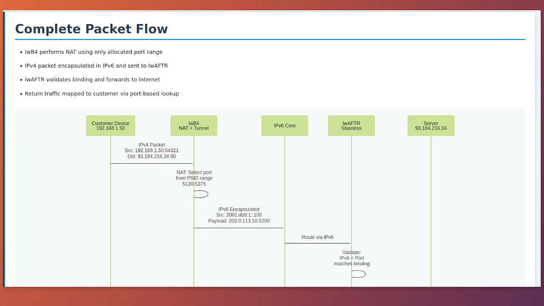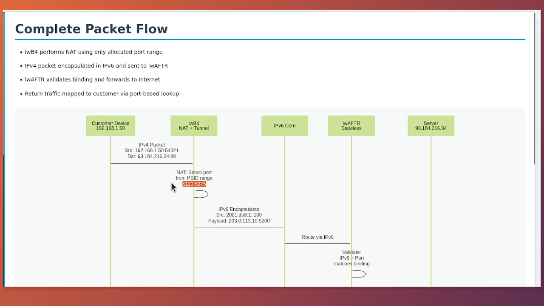Consider a customer device on the LAN with private IP address 192.168.1.50 that wants to connect to a web server at public IP address 93.184.216.34 on port 80. The customer's LWB4 has been provisioned with public IPv4 address 203.0.113.10 and PSID 5, which gives them access to ports 5120 through 5375 using a contiguous allocation scheme.